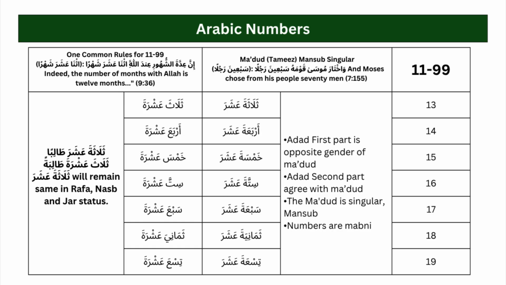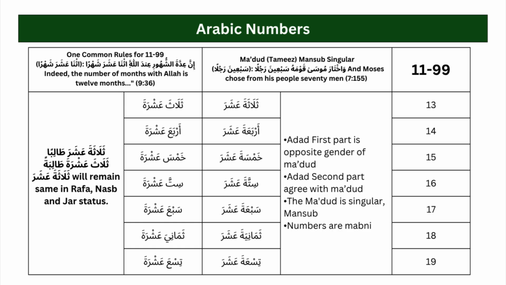The first point says, the first part of the number is opposite in gender to the madud. So here, from 13 to 19, the first part follows the old 3 to 10 style of opposition. The second part agrees with the madud. This is what makes this group slightly more complex. So students need to remember: first part, opposite gender; second part, same gender. The third point says again, the madud is singular and mansub. So that rule continues. And the fourth point says, these numbers are mabni. That means their forms are generally fixed.